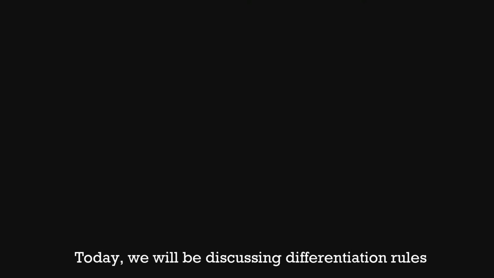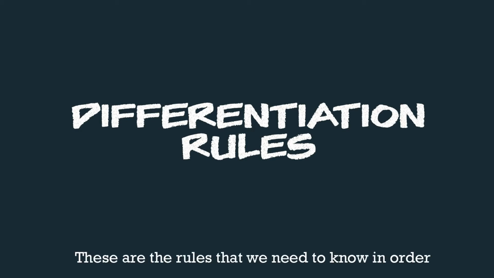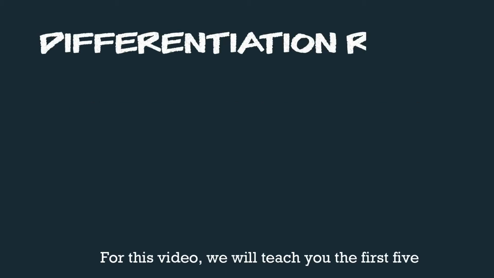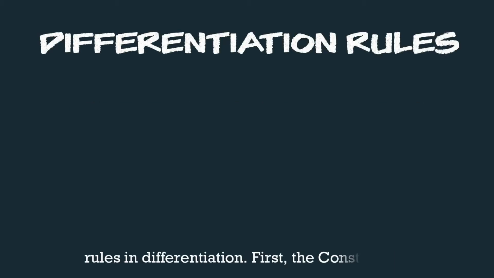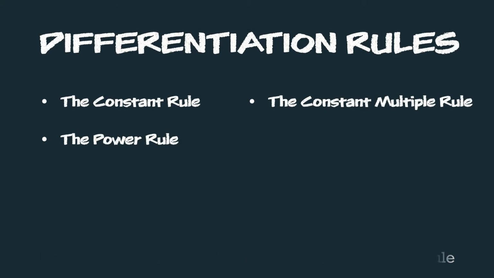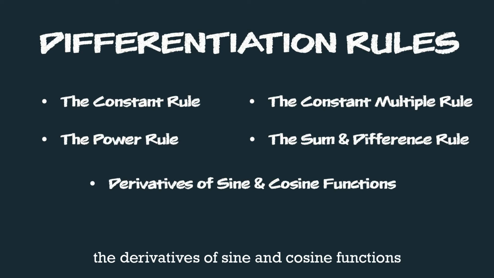Today, we will be discussing differentiation rules. These are the rules that we need to know in order to correctly solve the derivative of a function. For this video, we will teach you the first 5 rules in differentiation. First, the constant rule. Second, the power rule. Third, the constant multiple rule. Fourth, the sum and difference rule. And lastly, the derivatives of sine and cosine functions.